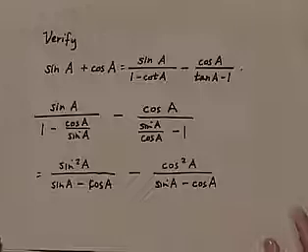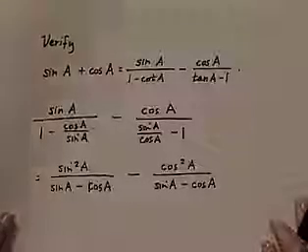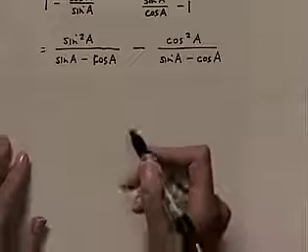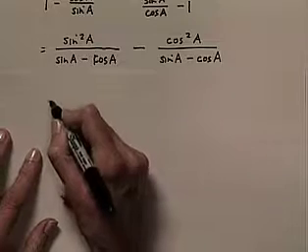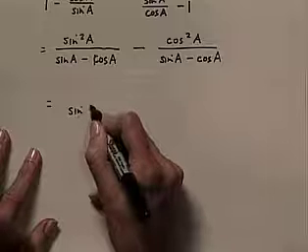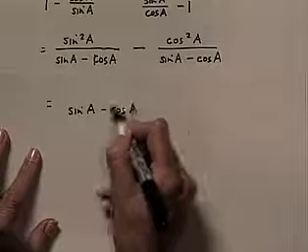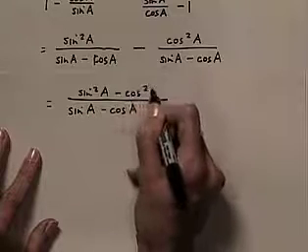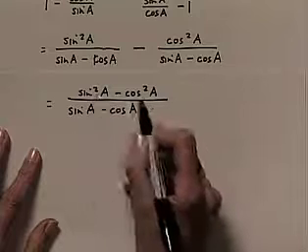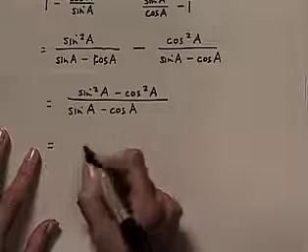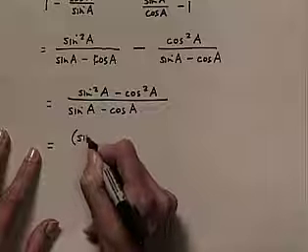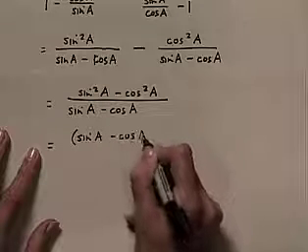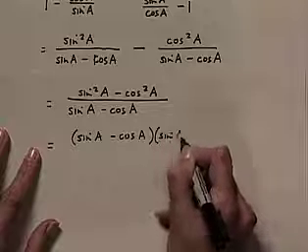Now this problem works out nicely because we can see that we end up with a common denominator, and therefore we're going to work further on the problem. Since we have a common denominator, we can rewrite this with that denominator, sine of A minus cosine A. The numerator becomes sine squared A minus cosine squared A. Here again, we have a difference of two squares, and we're going to factor that as follows. We'll have sine of A minus cosine of A times sine of A plus cosine of A.